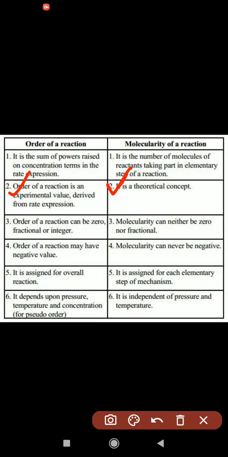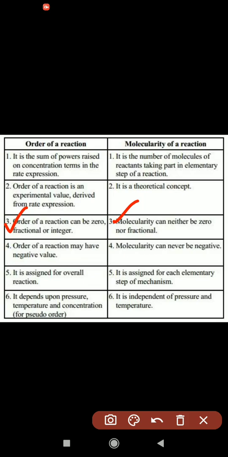Next, the third point. Order of reaction can be 0, fractional or an integer. Either 0 is present, or fractional, or an integer. Next, molecularity of the reaction can be neither 0 nor fractional. Neither 0 nor a fraction will be present.